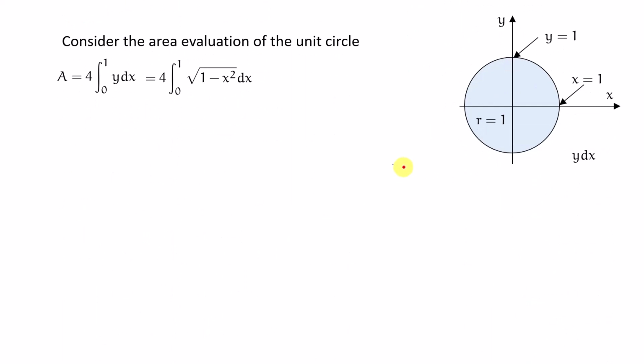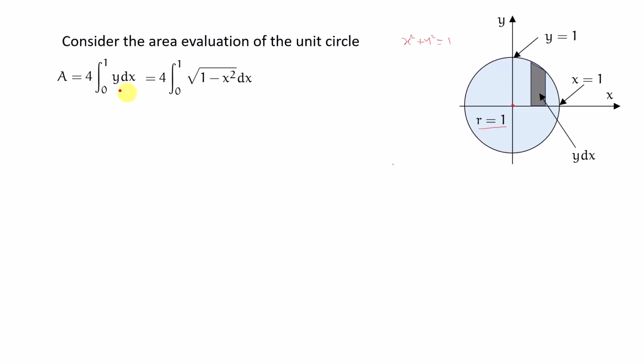Let us go back to our problem of evaluating the area of a circle. Here we have a unit circle, that is r equals 1. The center of the circle is at the origin, that is (0, 0), and we have discussed that the area of this circle is 4 times the integral from 0 to 1 of y dx, and y in this case is root over 1 minus x square, since this circle is x square plus y square equals 1.